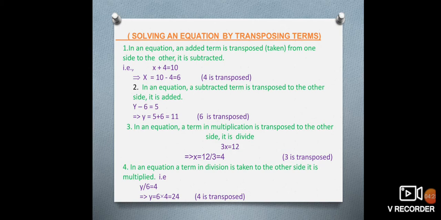So it is very much clear in example number 3, 3x is equal to 12, and if I am transposing 3, it will go in divide. So it will become 12 upon 3, that is 4. My answer will be x equals to 4.